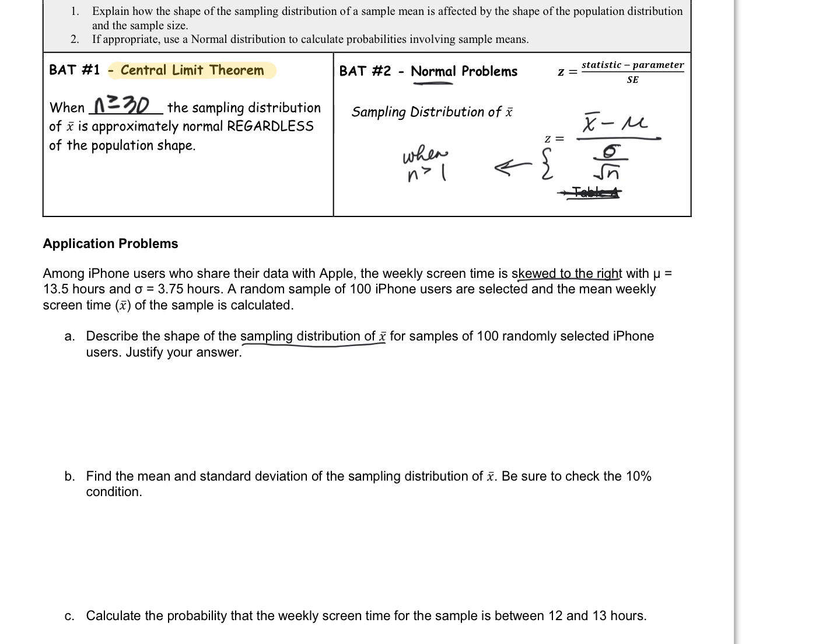Normal. Why would it be normal? What did we just say? It's above 30. That's it. It would be normal because n, which is 100, is greater than or equal to 30. And so I would just say by the CLT. That's my justification, central limit theorem. Because my sample is 100, which is definitely greater than 30, CLT justifies it. Okay?